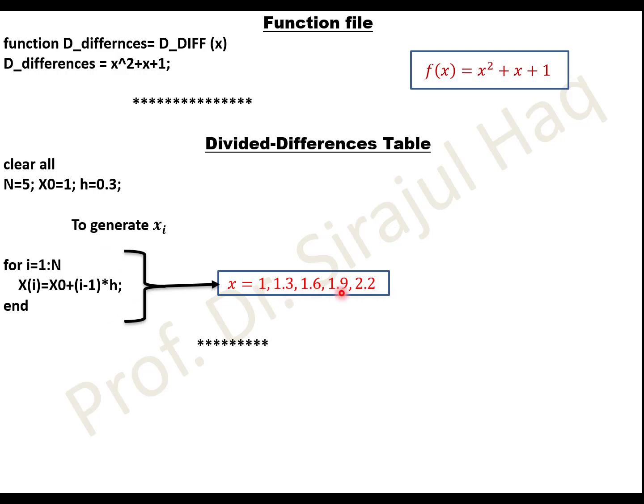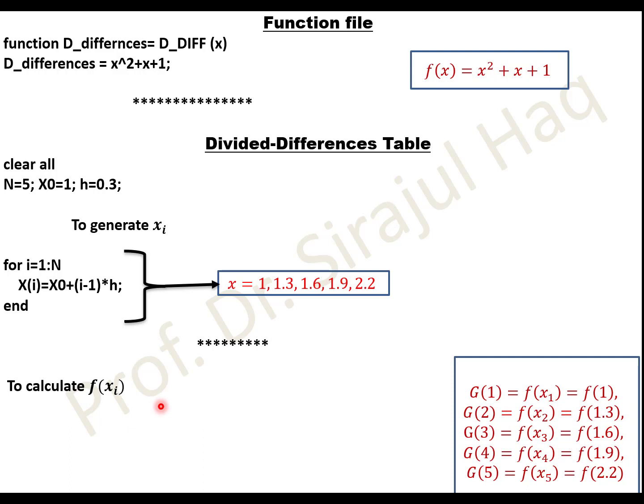Now I have data points, and I have the function. Let's find out the values of the function at these data points. How to calculate f of xi with the help of MATLAB code? This is the target: f of x1 is equal to f of 1, f of x2 is f of 1.3, f of x3 is equal to f of 1.6, f of x4 is equal to f of 1.9, f of x5 is equal to f of 2.2. This is the target to find out.